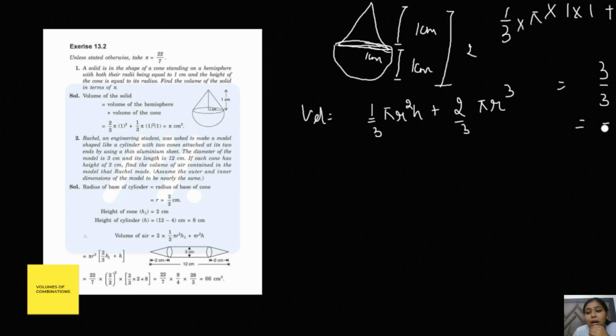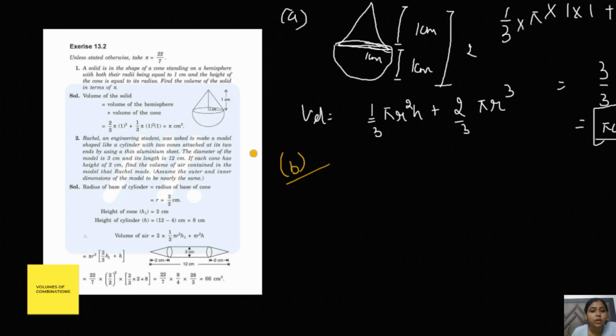Don't forget to write centimeter cube in case of volume. Whether you are calculating in terms of pi or in terms of a variable, don't forget to put all the units. If the units are not given in the question, then instead of centimeters you can just write pi unit cube.